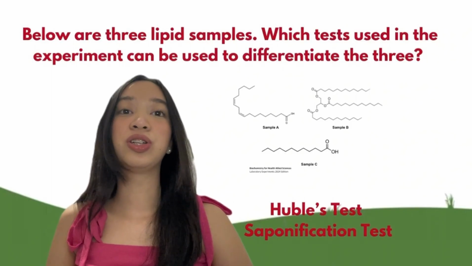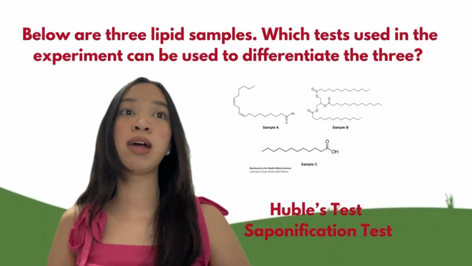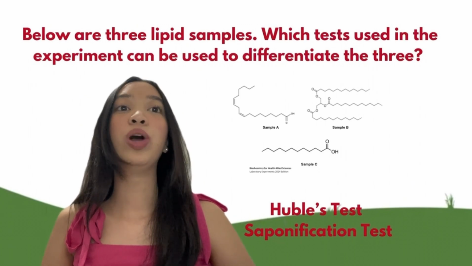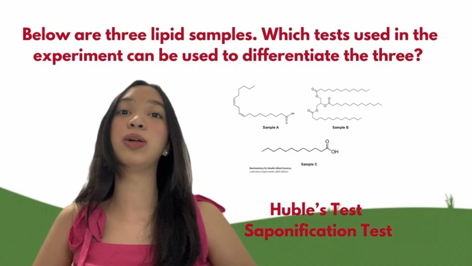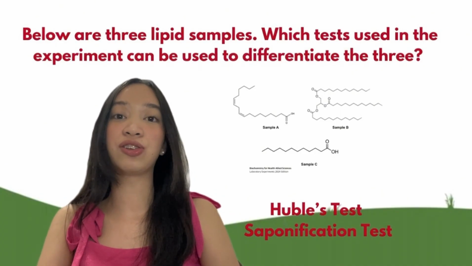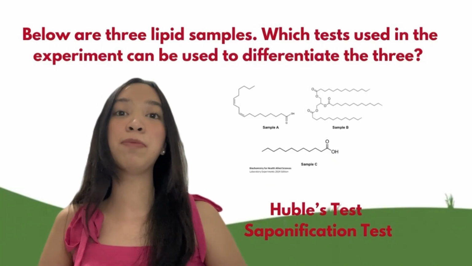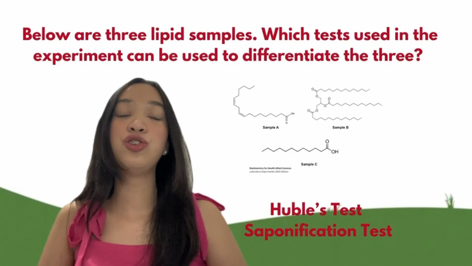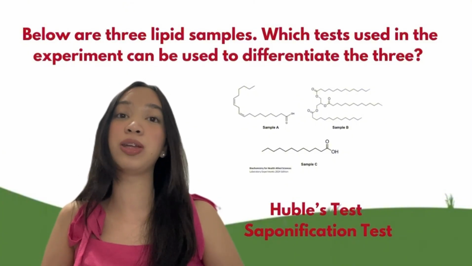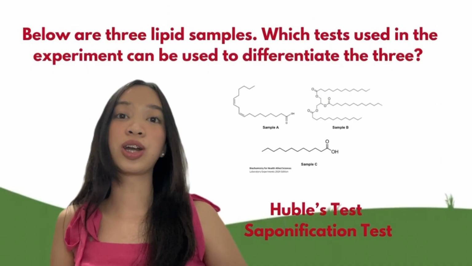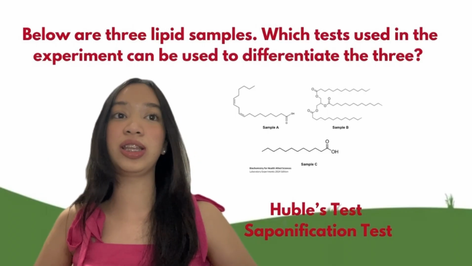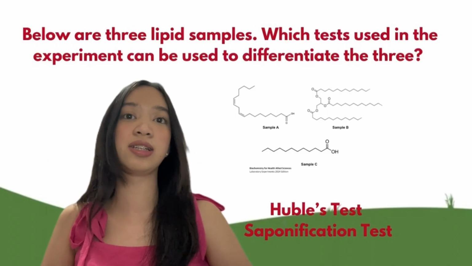In terms of the Ubel's test, sample C and sample B will test negative due to the absence of double bonds, while sample A will test positive due to the presence of double bonds. In terms of the saponification test, sample C and sample A will test negative due to the absence of esters, while sample B will test positive due to the presence of esters. Therefore, it can differentiate triacylglycerols from both saturated and unsaturated fatty acids.